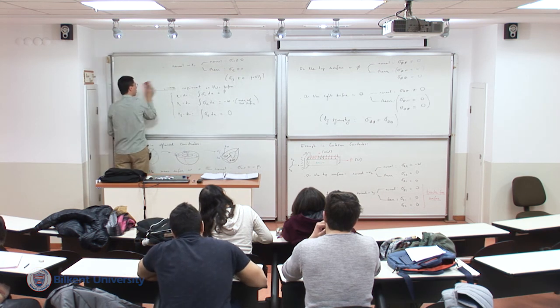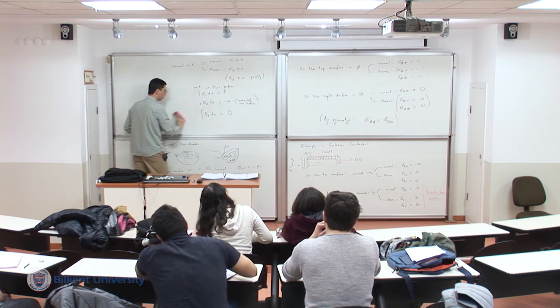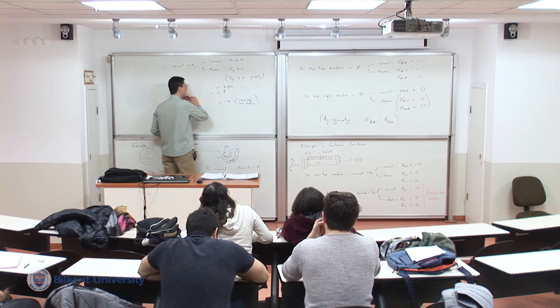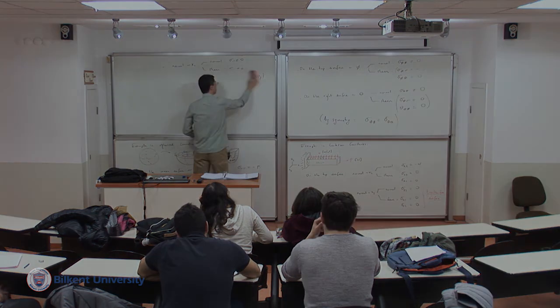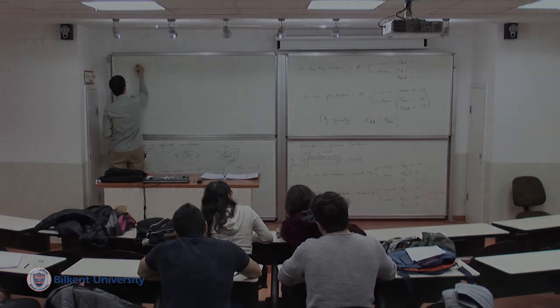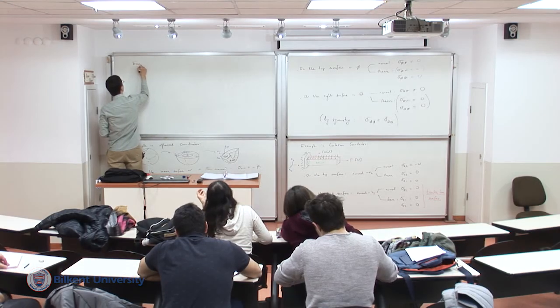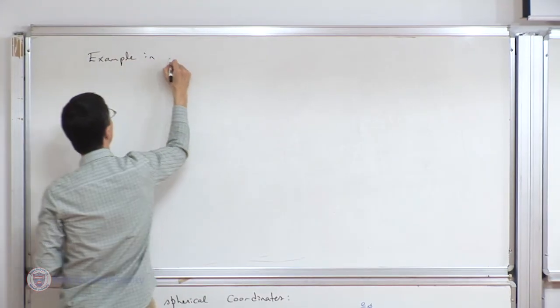All right, so let us go to another problem. I've done the Cartesian coordinates, the spherical coordinate system, and now we'll have a look at the cylindrical coordinate system. So an example in cylindrical coordinates.